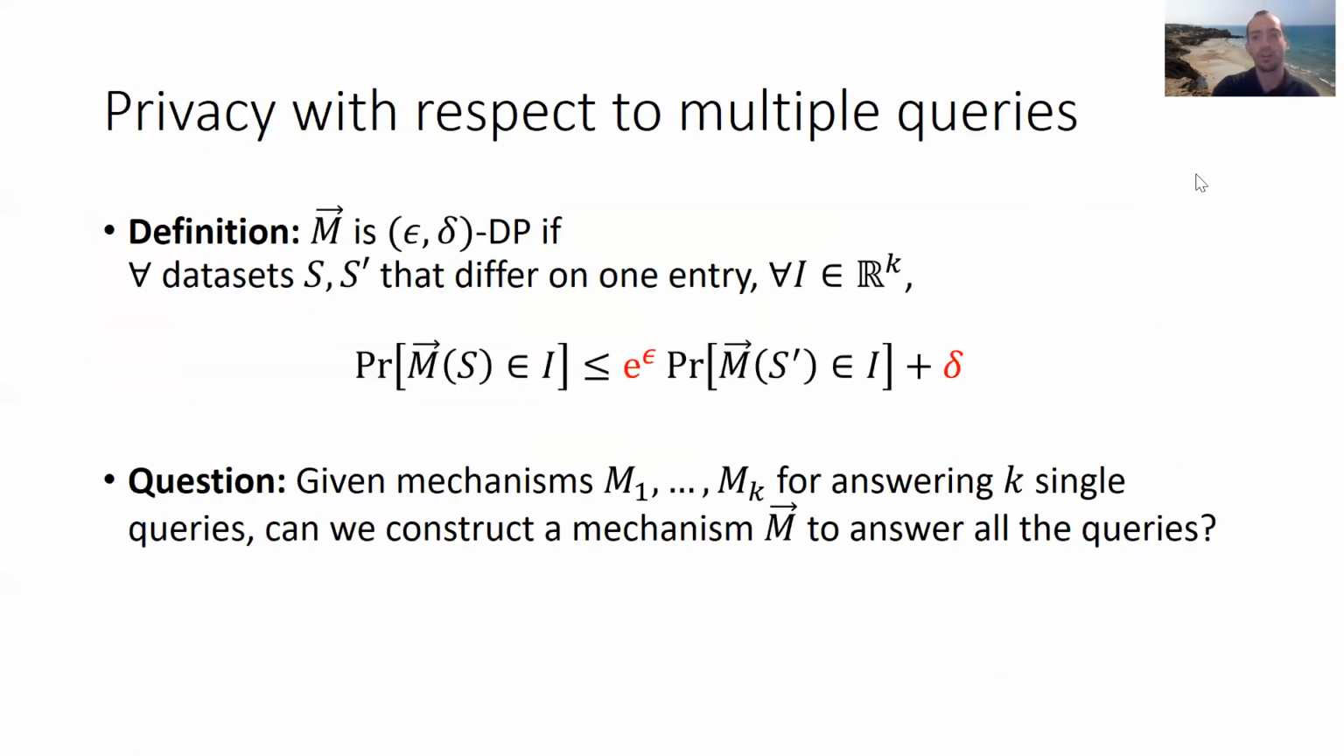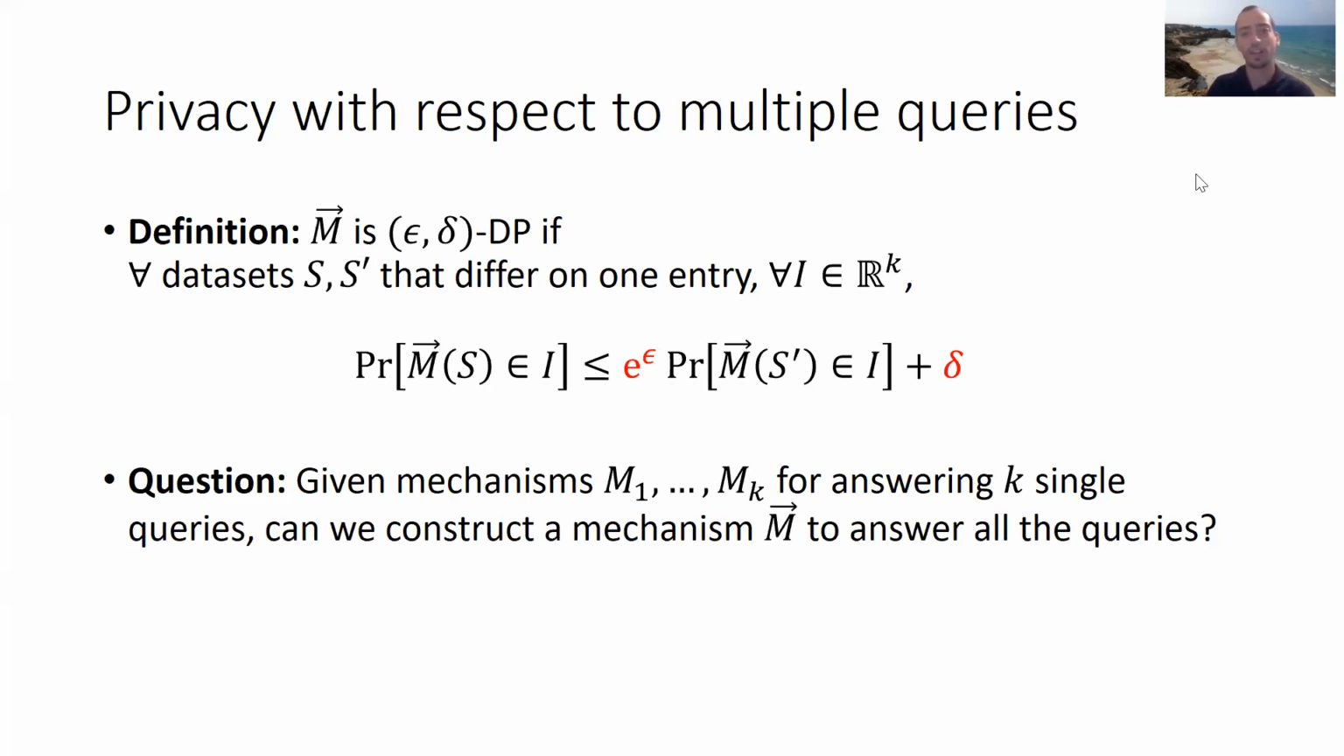So here we have a simple definition of differential privacy. We say that a protocol that outputs k different outputs satisfies epsilon-delta differential privacy if for any subset of R to the k, and for any two data sets that differ on one entry, the probability that the output lies in this set given the first data set is bounded by e to the epsilon times the probability given the second data set, plus delta.